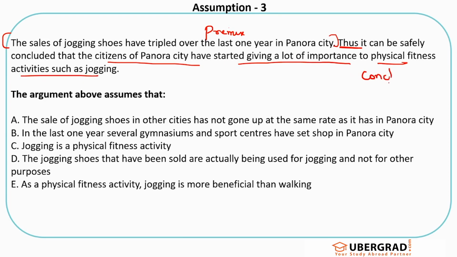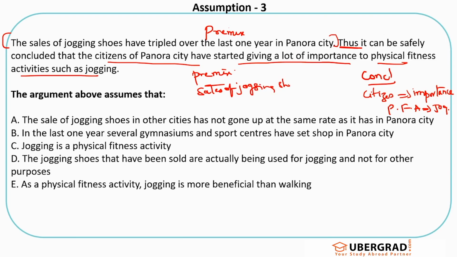Now, thus, it can be safely concluded that, so the conclusion is, the citizens of Panora city have started giving a lot of importance to physical fitness activities such as jogging. So the conclusion that they have drawn is that the citizens of the city have given importance to physical activities like jogging. What is the premise, or what is the argument that led to the conclusion? That is, the sales of jogging shoes have tripled.